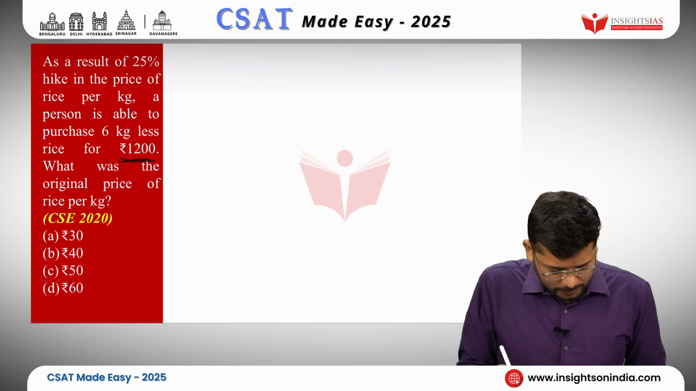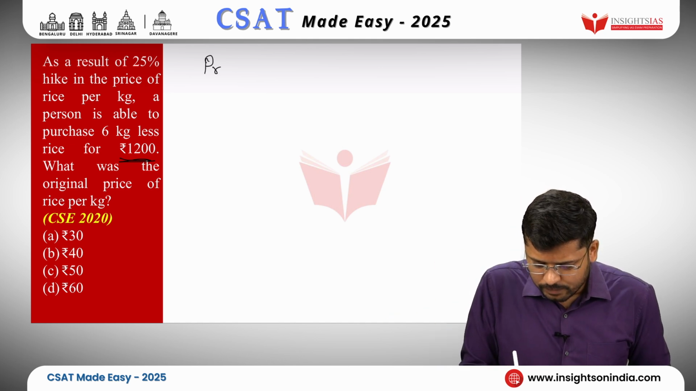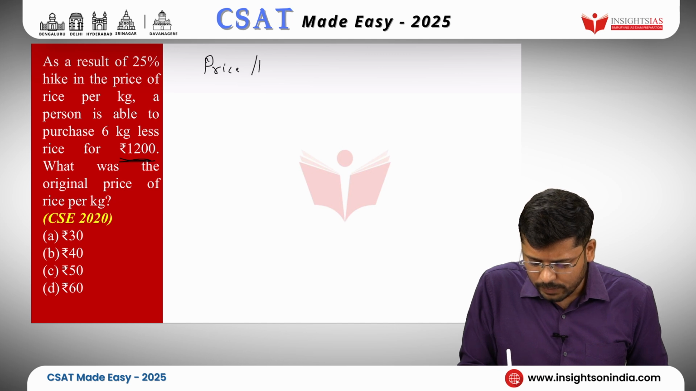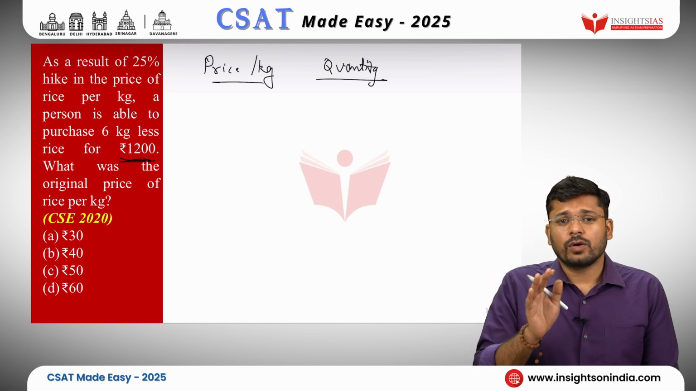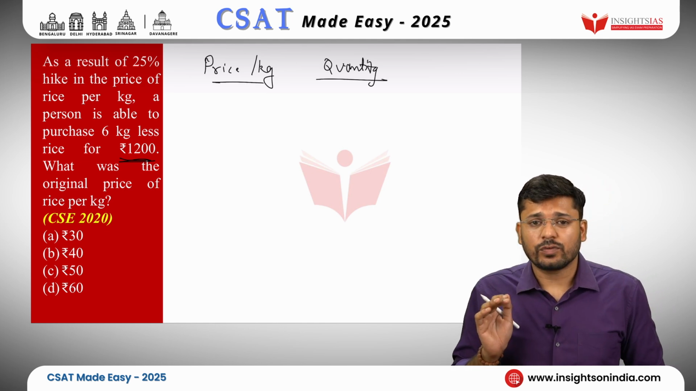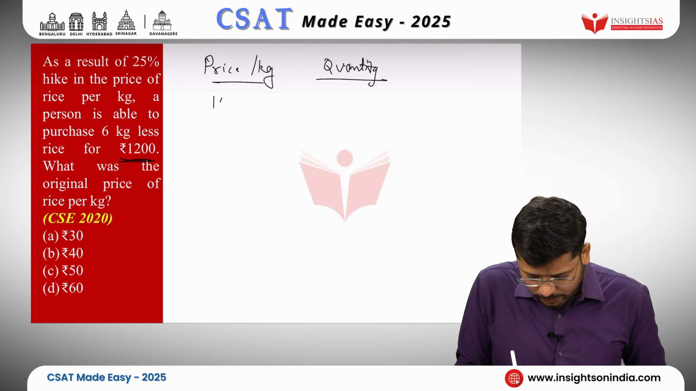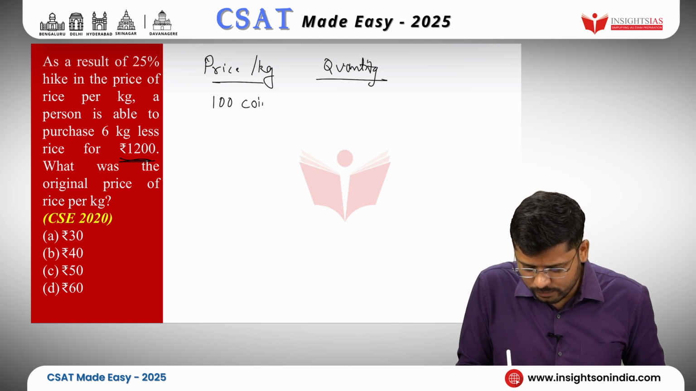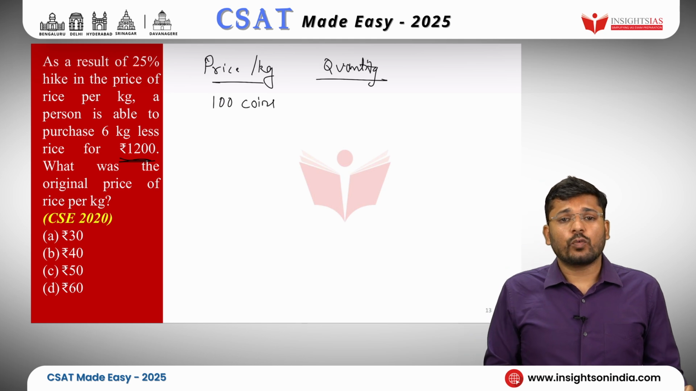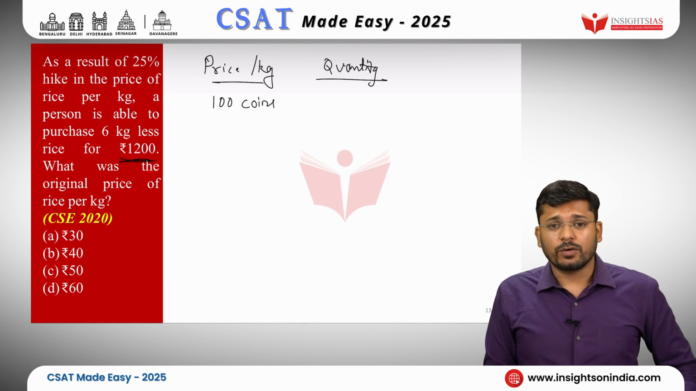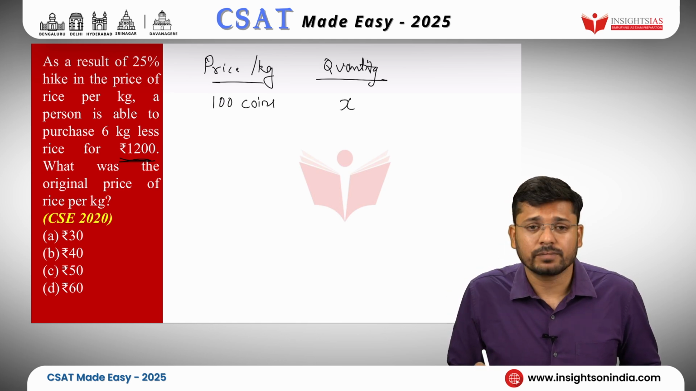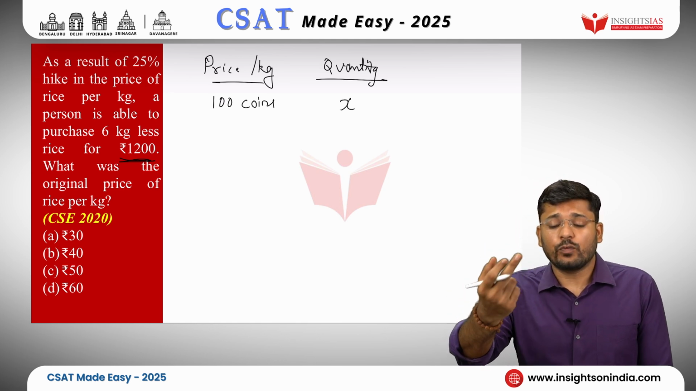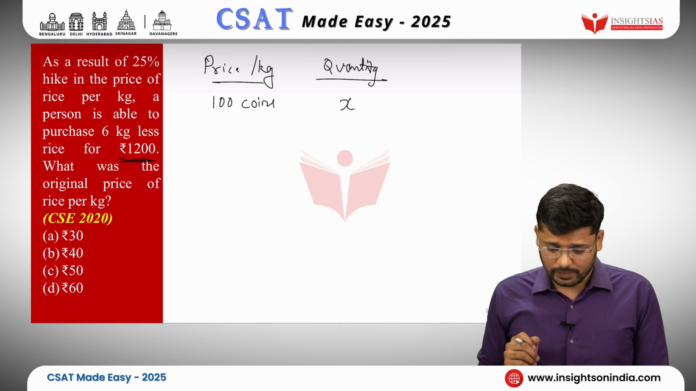Okay, make a table like this. Price per kg and quantity. Originally, what was the price of the rice? We assumed it to be 100 coins. And what was the quantity that was being bought with 1,200 before? We will assume it to be x kg. Okay. Now there has been a 25% hike in the price of the rice.